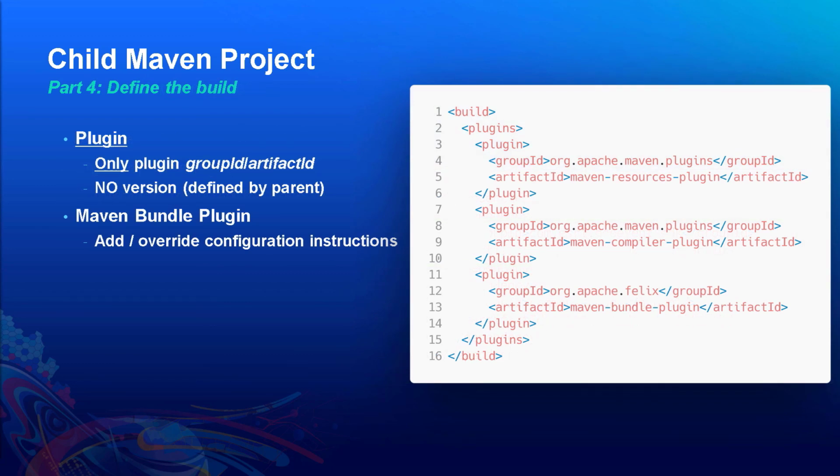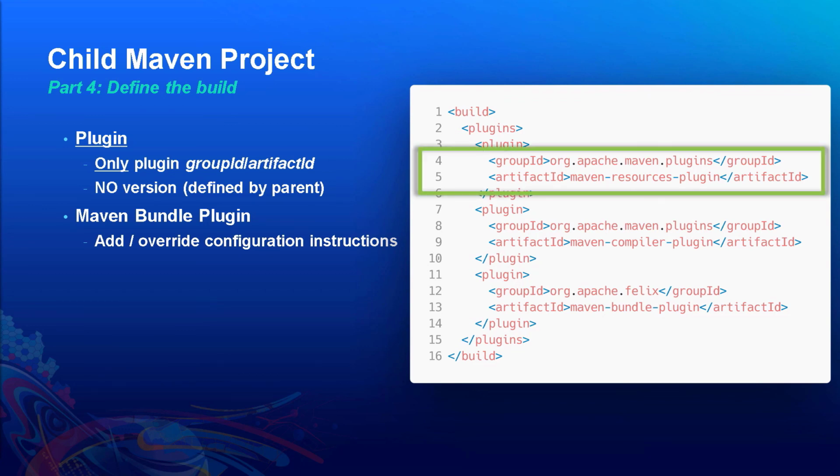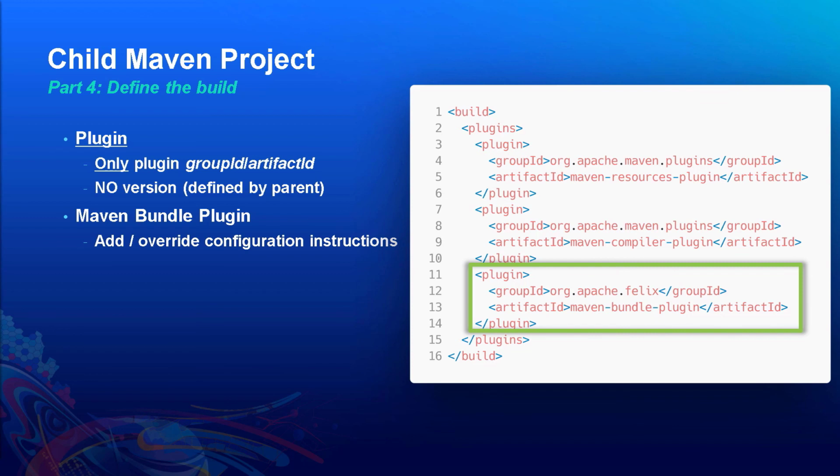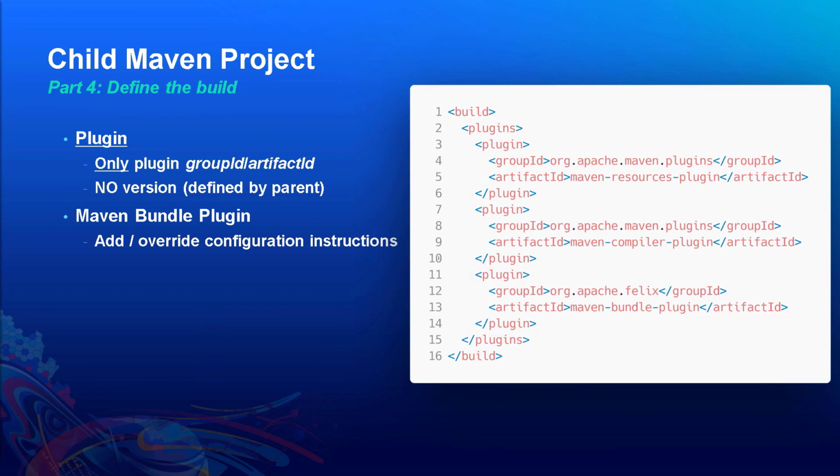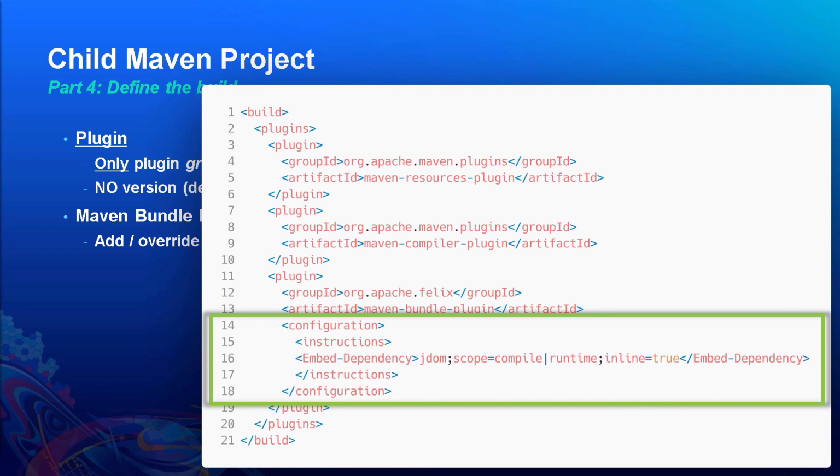The build instructions for the module will be similar to the dependencies. When adding the plugins for a module, only use the group ID and the artifact ID to define it. This will cause it to inherit the version and other properties set in the parent POM. For the Maven bundle plugin, you can override the configuration and build instructions if you need to do more or customized items with the module. If your module has specific needs like embedding a dependency, this is what that would look like when you override the configuration instructions.